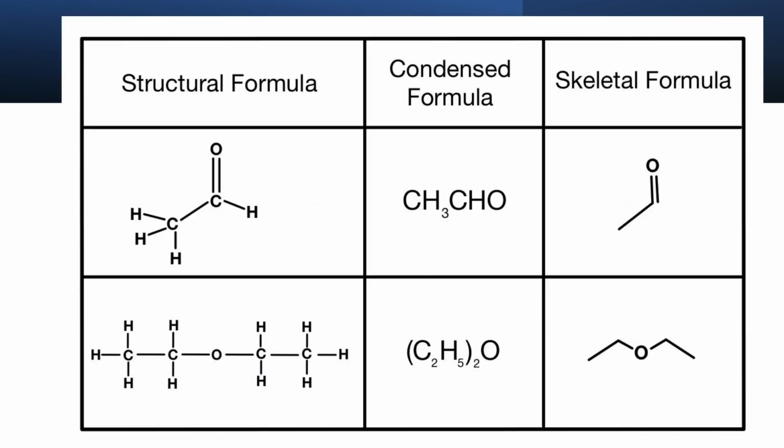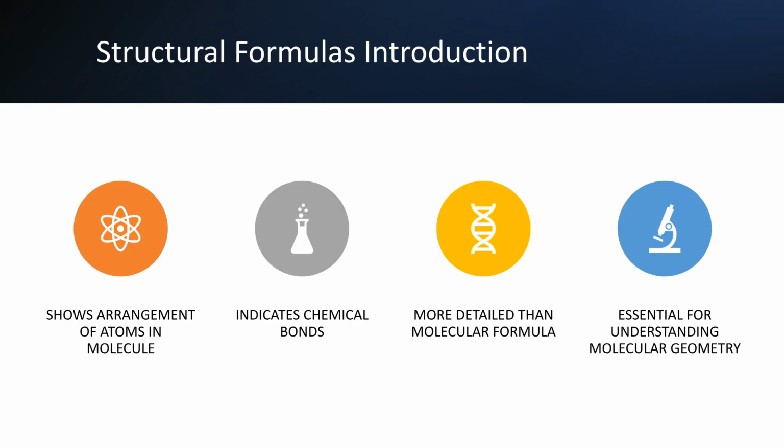There are different ways to represent molecules, including structural, condensed, and skeletal formulas. These representations provide varying levels of detail about the arrangement of atoms and bonds. Structural formulas introduce more detail than molecular formulas. They show the arrangement of atoms and indicate chemical bonds, which is essential for understanding molecular geometry.